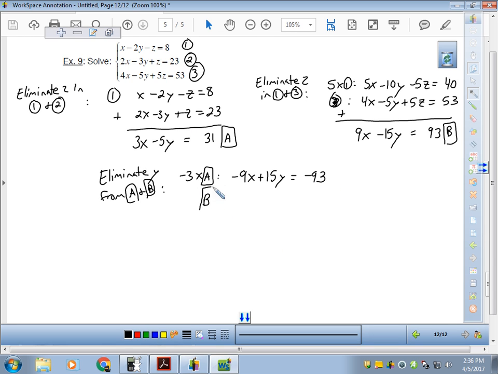And I'm going to write down what my B equation is. So my B equation is 9x minus 15y equals 93. So when we add these together, negative 9x and 9x would cancel. 15y and negative 15y would cancel, so we have 0 equals 0. Well, that's a true statement. There are no variables left, but it is a true statement, which tells me that I have an infinite number of solutions.